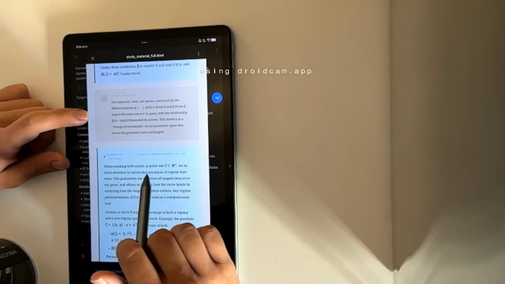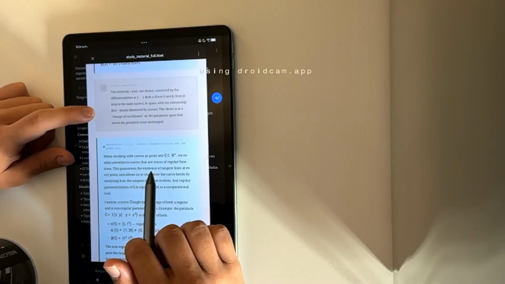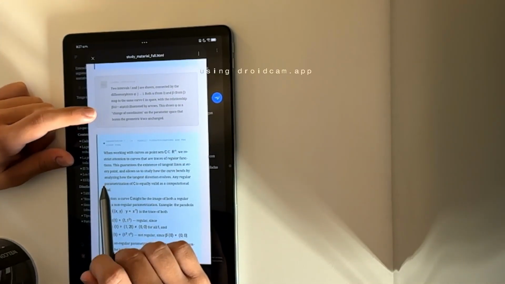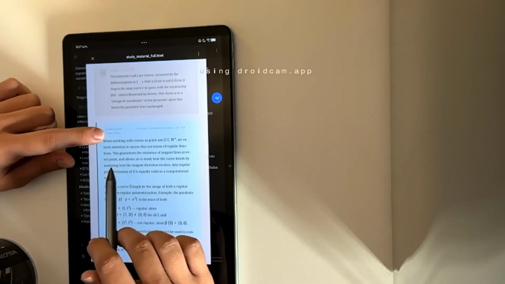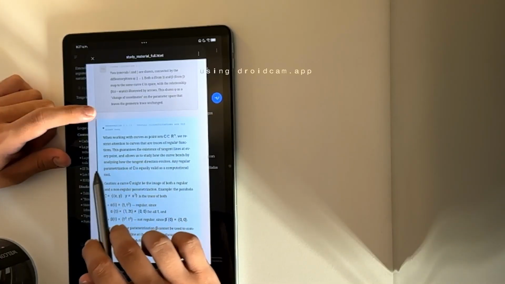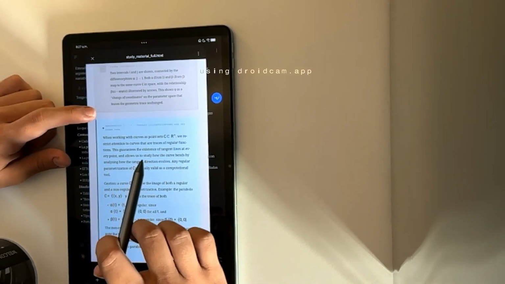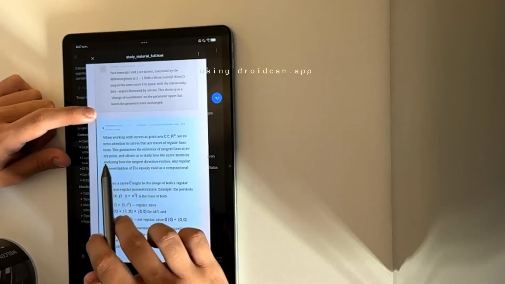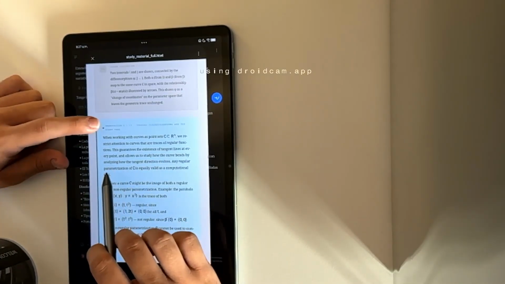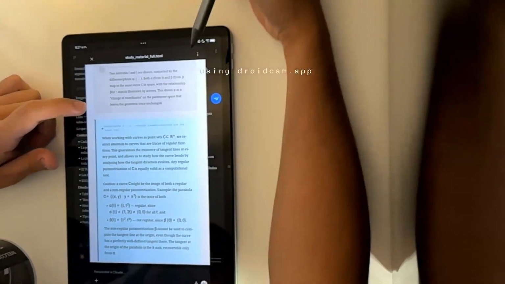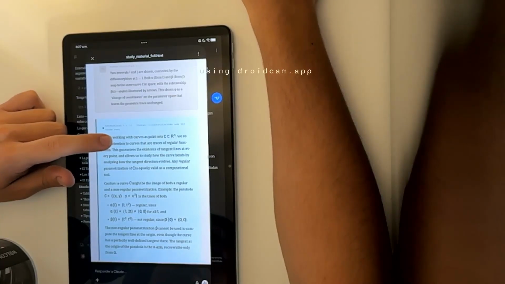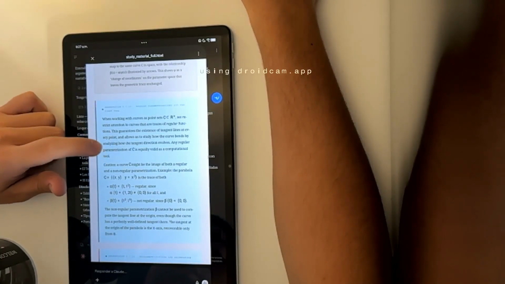When working with curves as point sets C, subsets of R^n, we restrict attention to curves that are traces of regular functions. This guarantees the existence of tangent lines at every point and allows us to study how the curve bends by analyzing how the tangent direction evolves. Any regular parametrization of C is equally valid for computation.